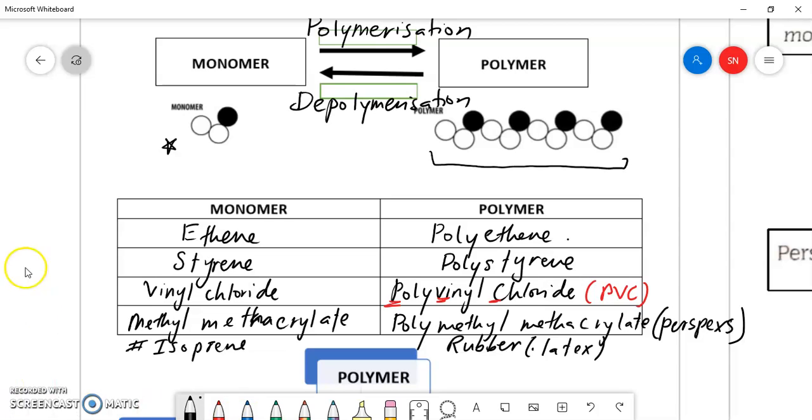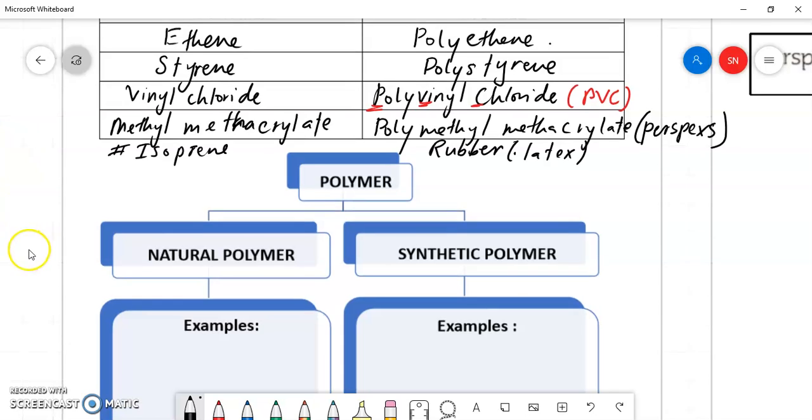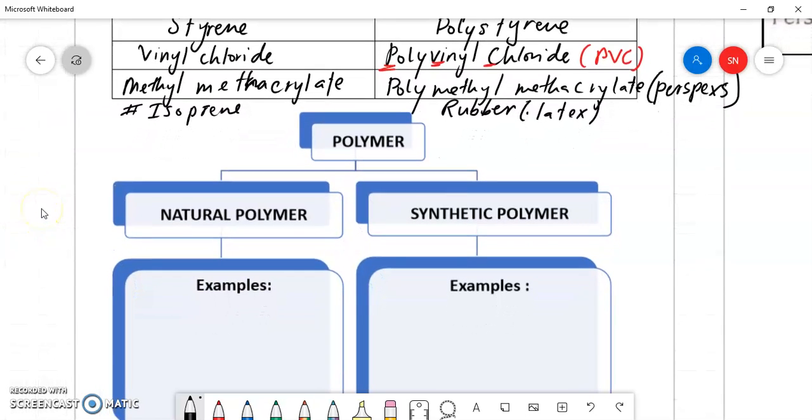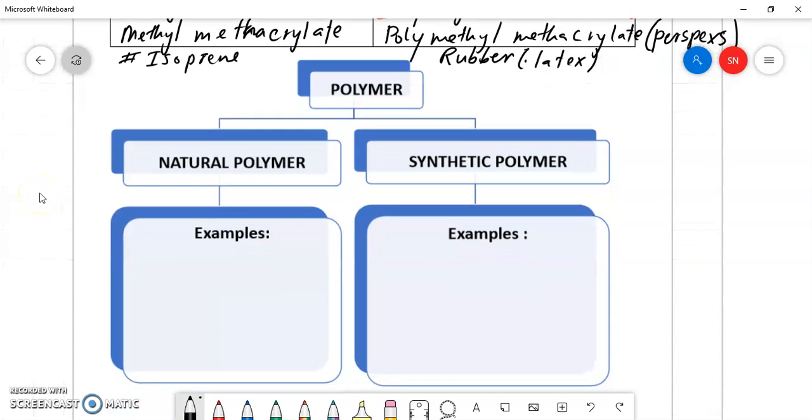Next, when we talk about polymer, we already know a polymer is a combination of smaller molecules, which are called monomers. A polymer is a bigger chain of molecules. So polymers can be divided into two categories: natural polymer and synthetic polymer. For natural polymer, some examples would be rubber, a popular one.